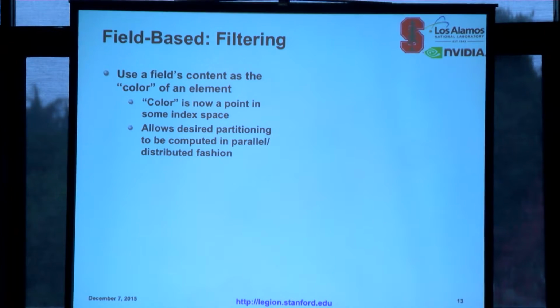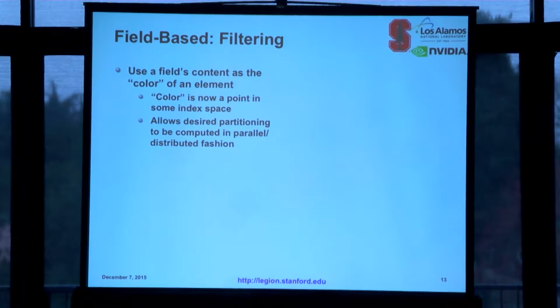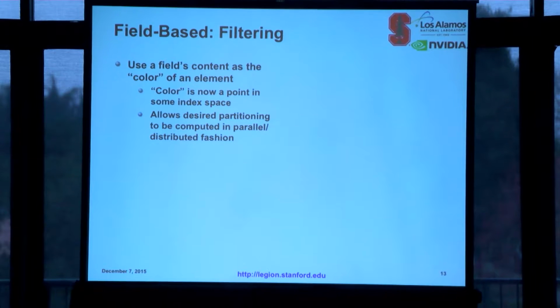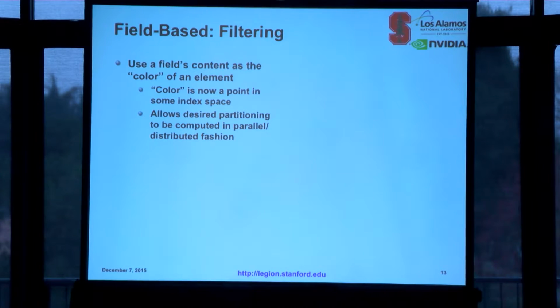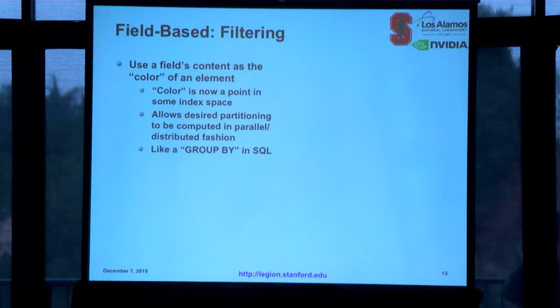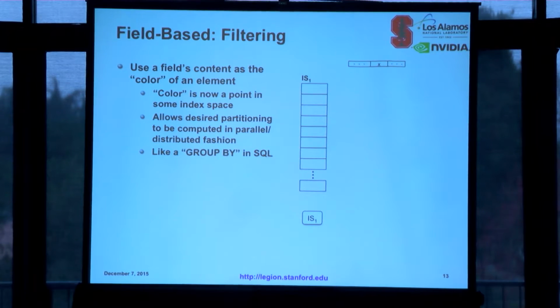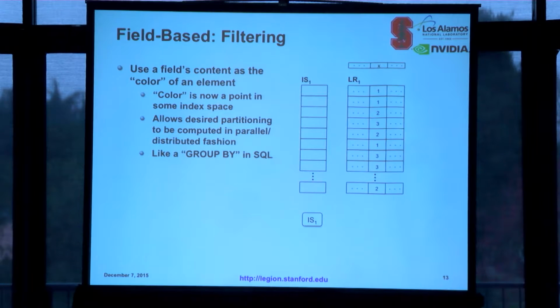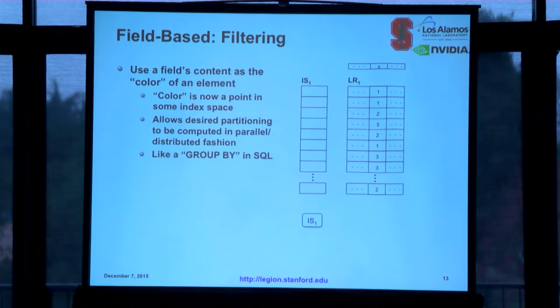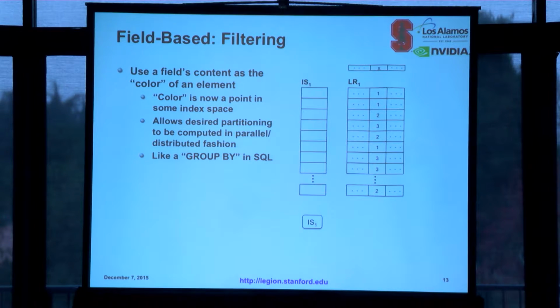By letting this coloring live in a field instead of a coloring object, the desired partitioning can be computed in a parallel or distributed fashion, again, any way you want. You can think of it like it behaves kind of like a group by operation in SQL. So in particular, again, here's our favorite index space. And now let's say I've got some logical region using that index space and some field x, which has these values, which are all conveniently 1 through 3.